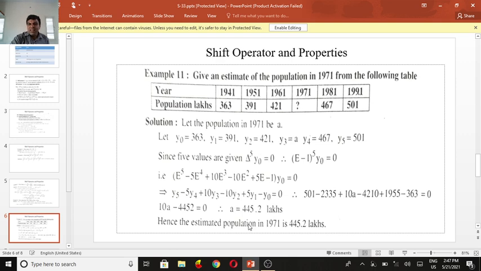Again, it is just gradually increasing from 10 year to 10 year. So this is the way to find the population. Hence, the estimated population in 1971 is 445.2 lakhs. This is the way to calculate it for 10-year populations.